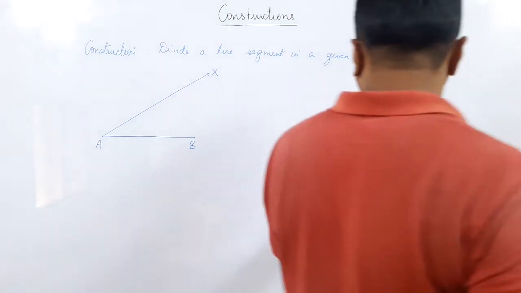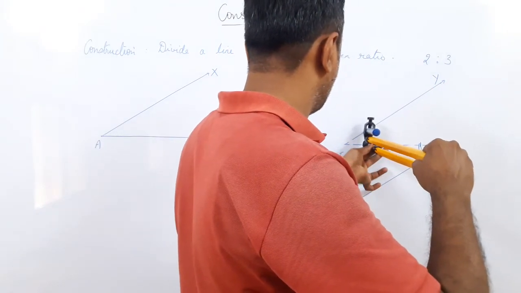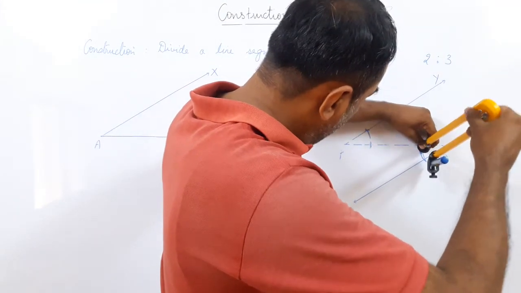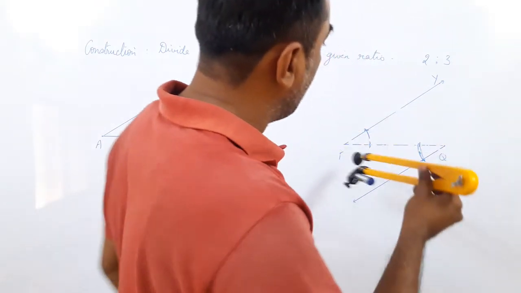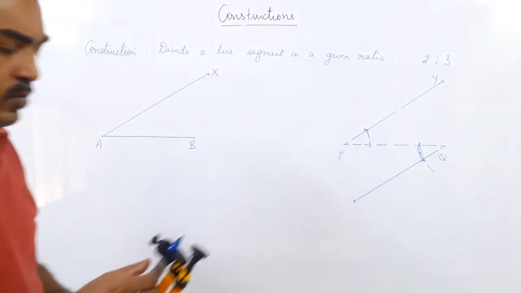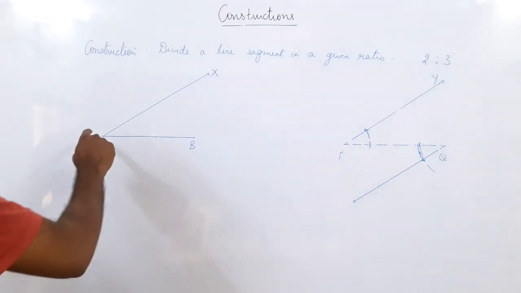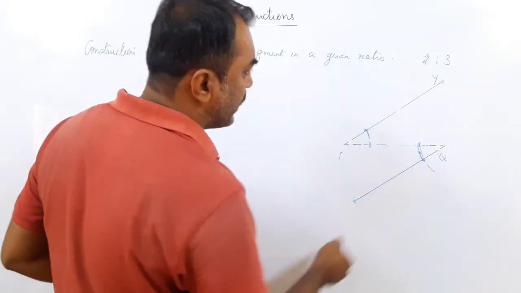Then, from here, I measure the distance to this point. So, I measure the distance from here, and from this point, I measure the same distance here. So, I got a ray which is parallel. So, this is the method to draw the parallel line. In the earlier method I drew a straight line, but here I drew a line using the alternate angles, and I drew a parallel line.